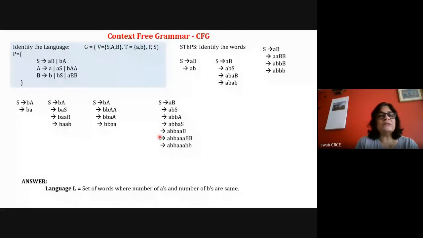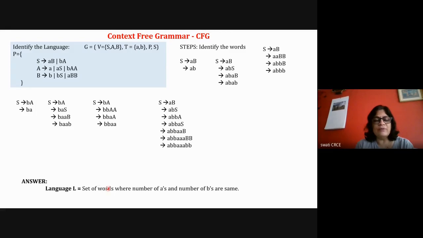Okay, if you just try 1 or 2 sentences and then try to identify, your answer may go wrong. So you need to try many words, 6 or 7 words at least, and then try to identify the pattern. Okay, and then you can see the language. So there are 2 types of questions: grammar is given and identify the language, or language is given and write the grammar.